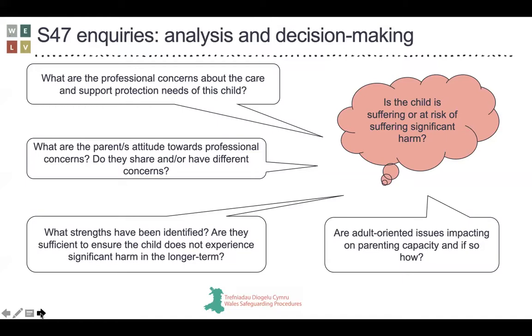What are the professional concerns about the care and support protection needs of the child? What are the parents' attitude towards professional concerns? Do they share or have different concerns? What strengths have been identified? And are they sufficient to ensure the child doesn't experience significant harm in the longer term? Are there any adult-orientated issues impacting on parenting capacity, and if so, how?